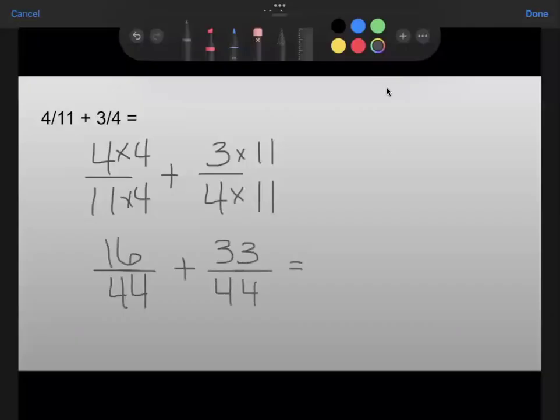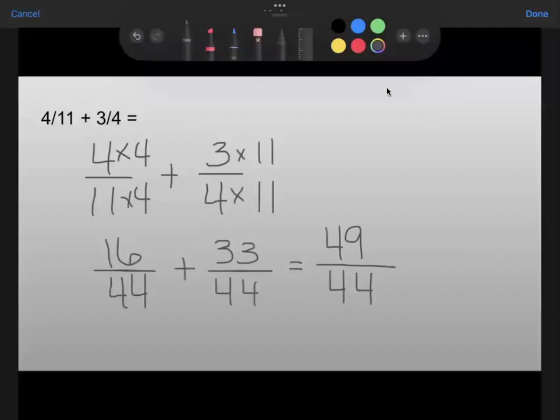Now I'm ready to add, and I'm not going to change the denominator. I'm not adding those together. The size of the pieces in my fraction stays the same, so I'm not doing anything to that. But the number of pieces I have is going to get added together. So I'm going to do 16 plus 33, which would give me 49. Okay, so I ended up with 49 over 44.